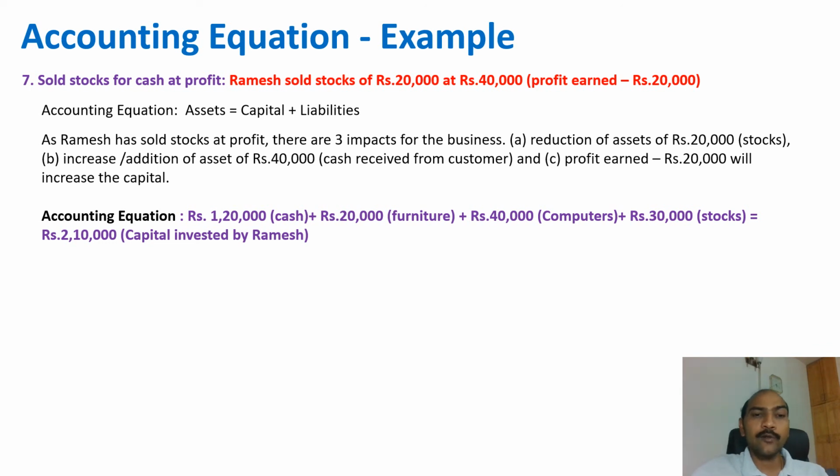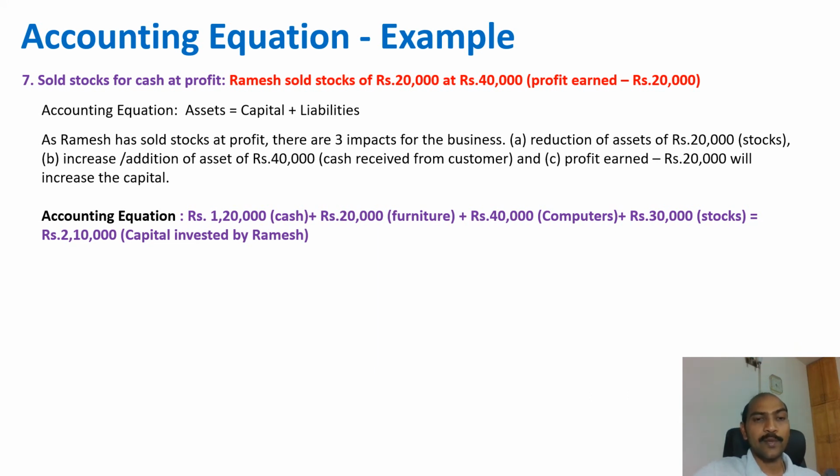So coming to the accounting equation here, 1,20,000 is the cash because the cash is increased by 40,000 rupees. In the previous slide, we saw the cash balance was 80,000. 80,000 plus 40,000 is 1,20,000. Furniture 20,000 remains same. Computer 40,000 remains same. 30,000 is the stock balance now because from 50,000 we have sold 20,000. And the capital, if you see, has increased by 20,000 rupees. In the previous slide, it was 1,90,000 plus 20,000 now, so it is 2,10,000.